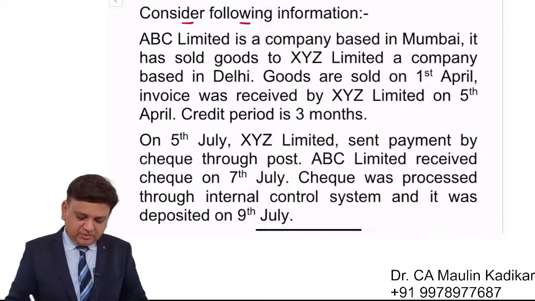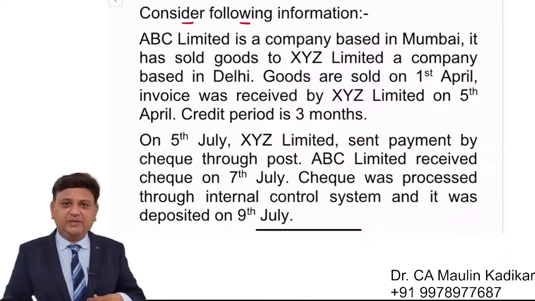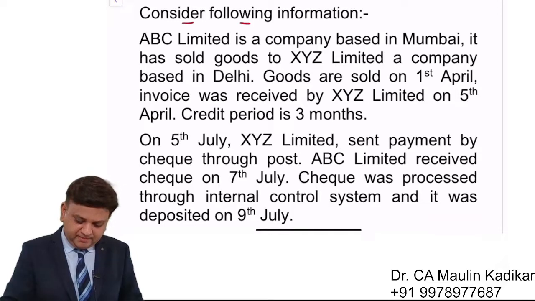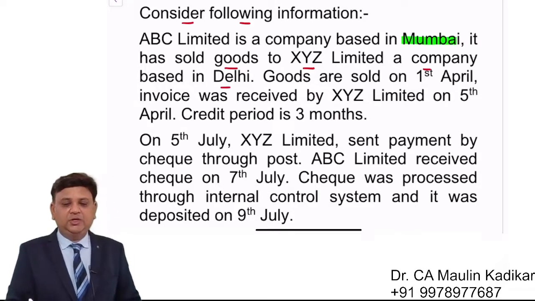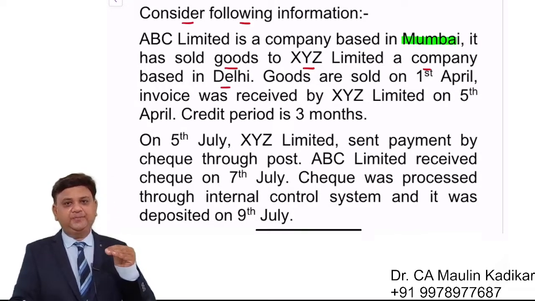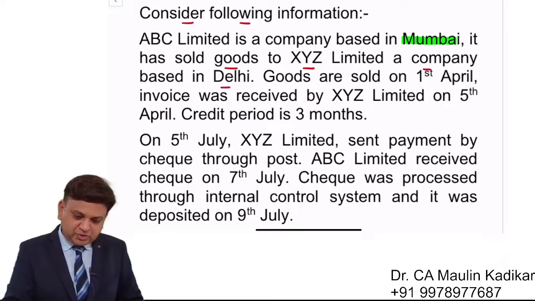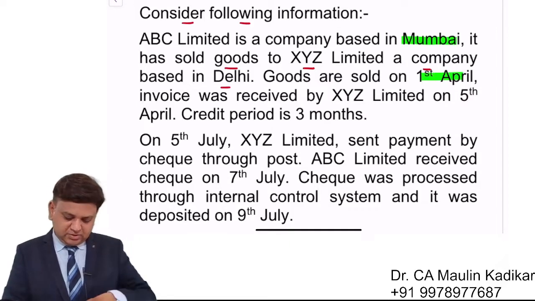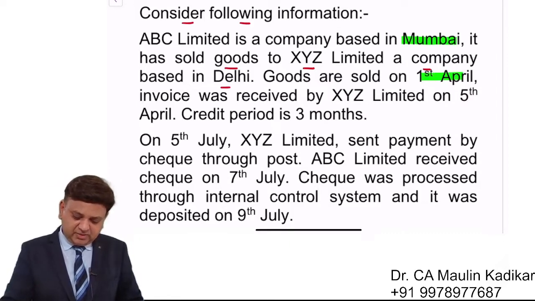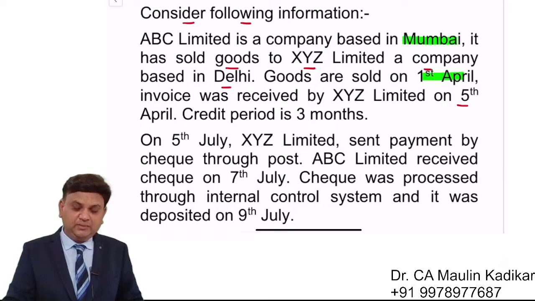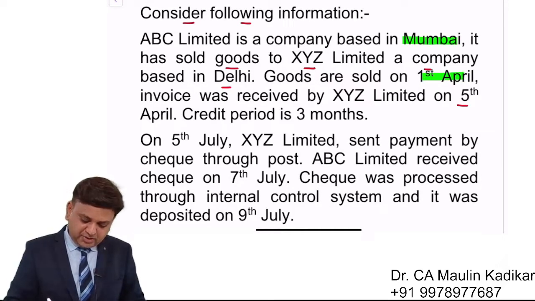Consider the following information. ABC Limited, a company based in Mumbai, has sold goods to XYZ Limited, a company based in Delhi. Goods are sold on 1st of April. Invoice was received by XYZ Limited on 5th of April. Credit period is 3 months.